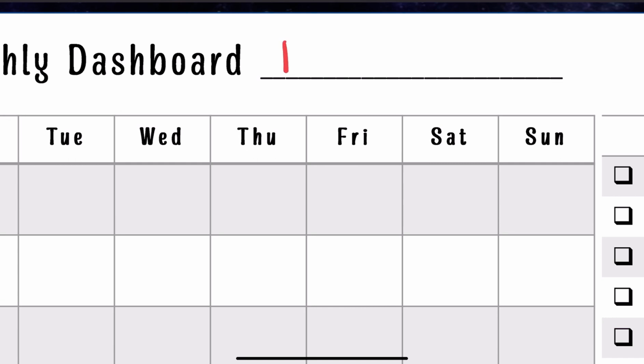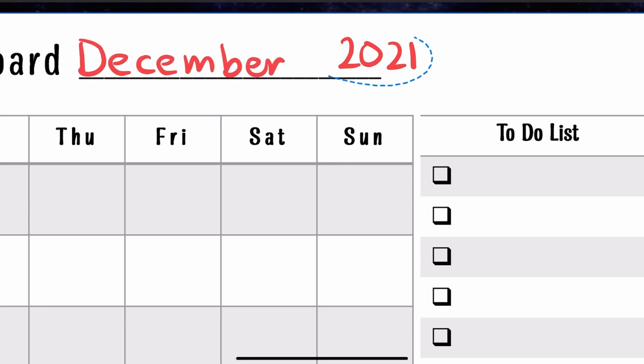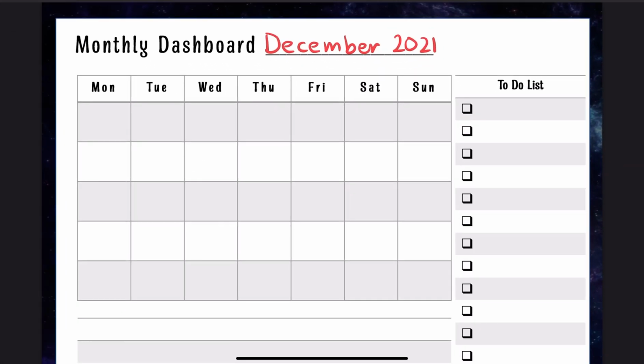We just need to get into it and actually get this down so that I don't forget anything else that's important. So December 2021, last month of the year. That's pretty exciting, but also kind of nerve-wracking. Who knows what 2021 is going to bring for us.